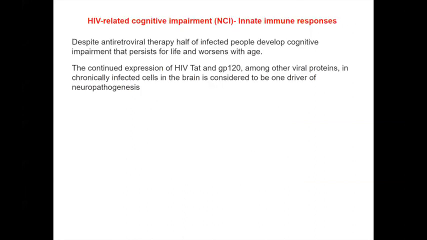First, I would like to talk a little bit about HIV-related cognitive impairment, or NCI, and innate immune responses. As all of you know, despite antiretroviral therapy, half of infected people develop cognitive impairment that persists for life and worsens with age. The continued expression of viral proteins like Tat or GP120 in chronically infected cells in the brain is considered to be one driver of neuropathogenesis, and for that we need interventions that target HIV expression.